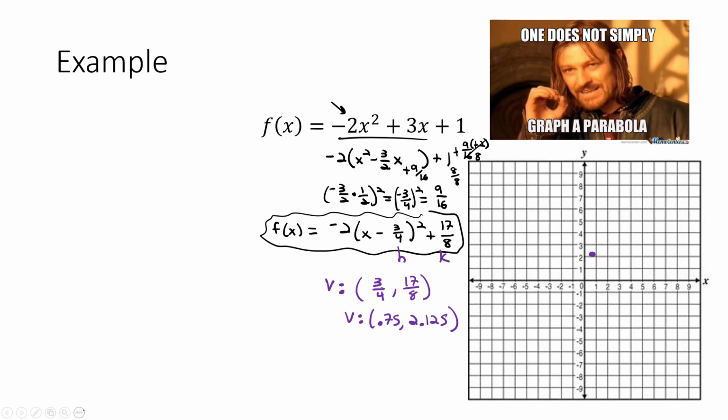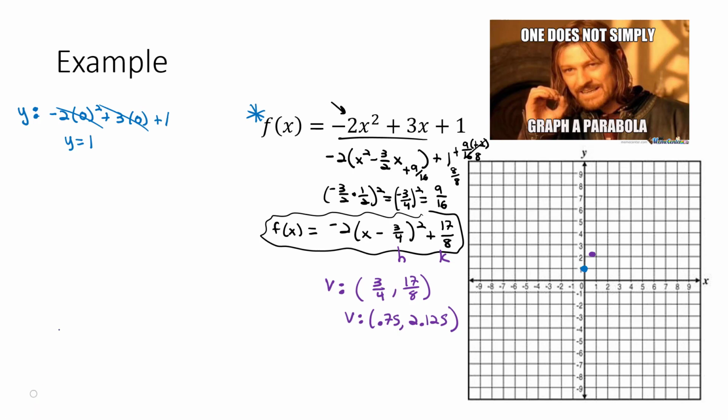Another easy point to find is going to be the y-intercept. To find the y-intercept, it's actually going to be easier to go back to the original equation and make all the x's equal to 0, because we have negative 2 times 0 squared plus 3 times 0 plus 1, and that's nice because most of that stuff goes to 0, and all we're left with is y equals 1. So we have the y-intercept at 1.